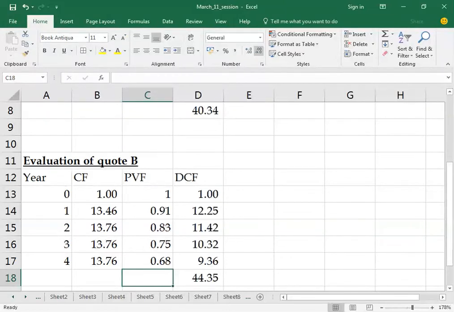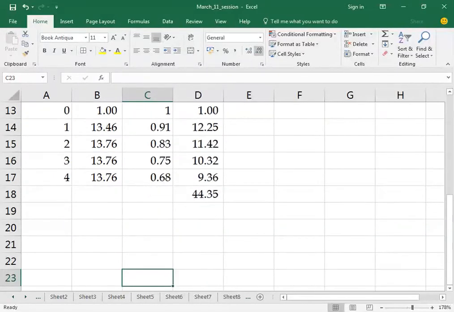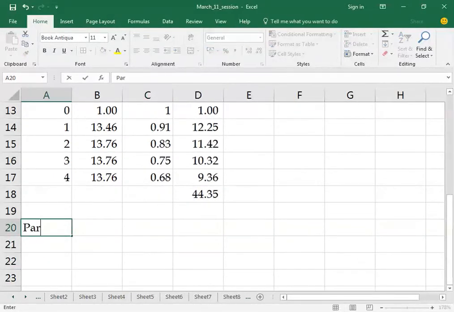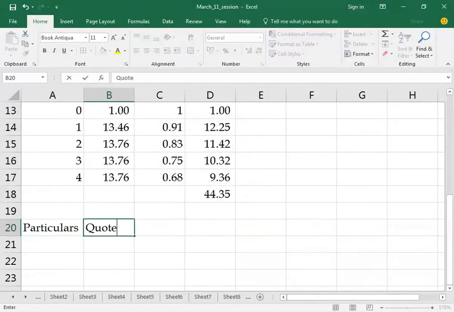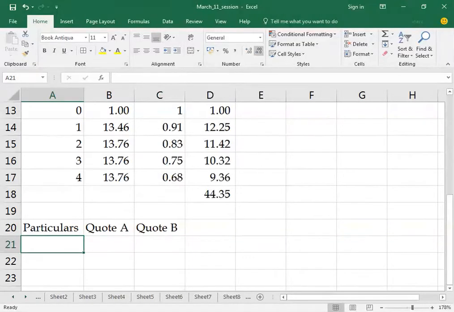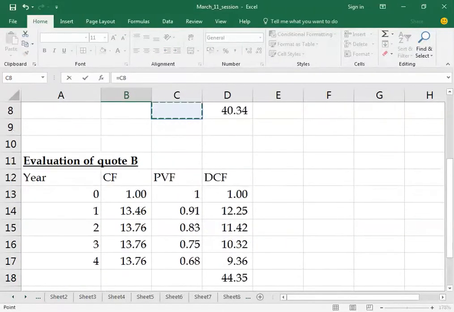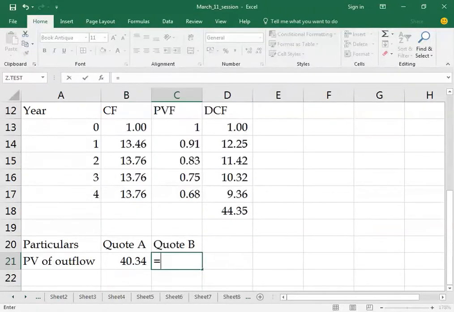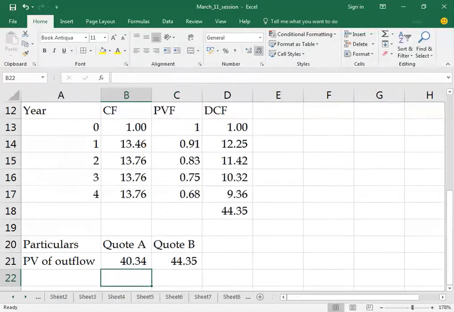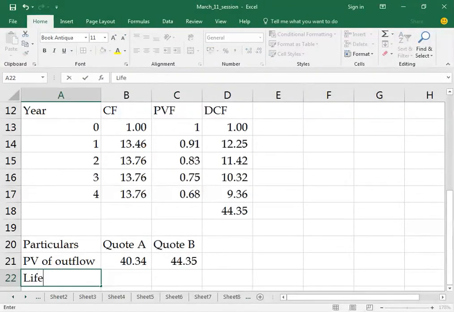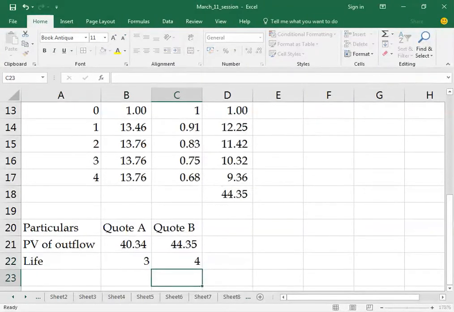Done? Okay. Now after this, just a minute, particulars. I'm just noting down the stuff and then I'll tell you to write code A, code B, present value of outflow. Code A was 40.34 lakhs, code B is 44.35 lakhs. Life 3 years, 4 years.